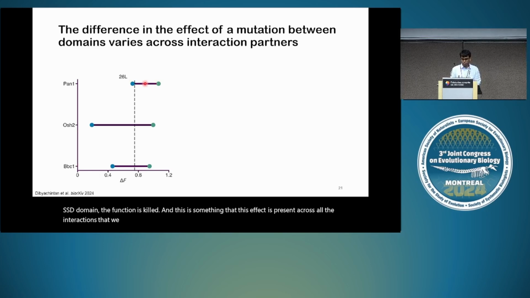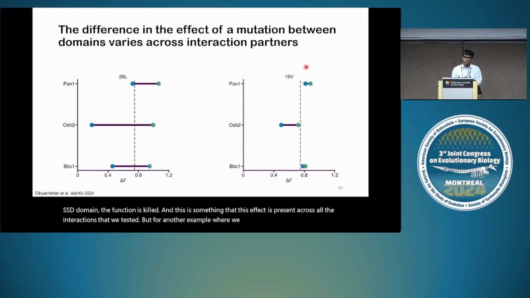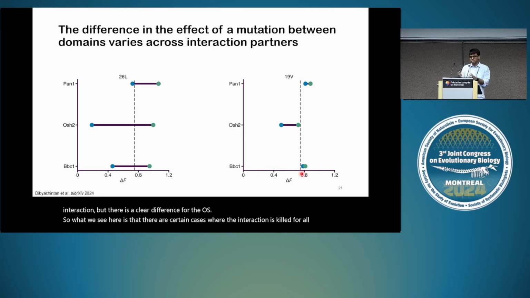But for another example, where we have, let's say, a proline to valine mutation at position number 19, we see that it doesn't change much for the BBC1 interaction or the PAN1 interaction, but there's a clear difference for the OS2 interaction. So there are certain cases where the interaction is killed for all interaction partners, but in some cases it's specifically killed for one.